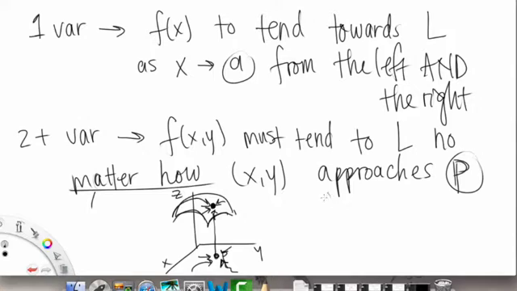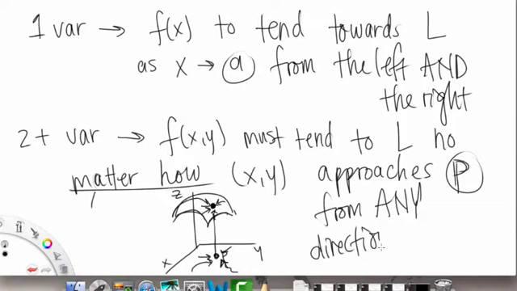So I'll just write it over here. From any direction or path. This could be approaching it along a curve, approaching it along a line, anything like that.